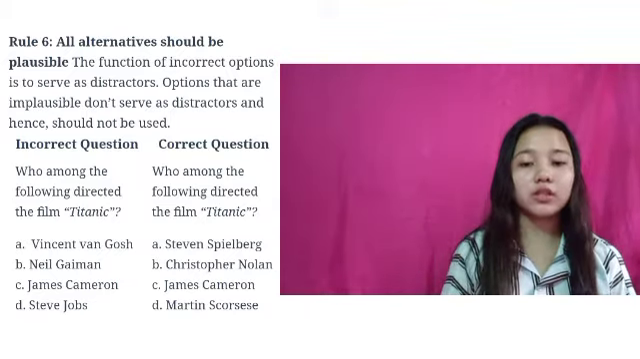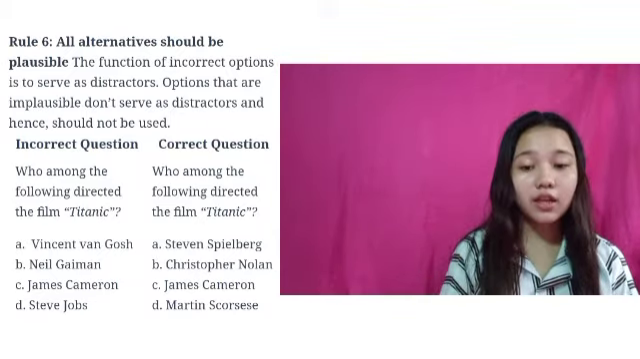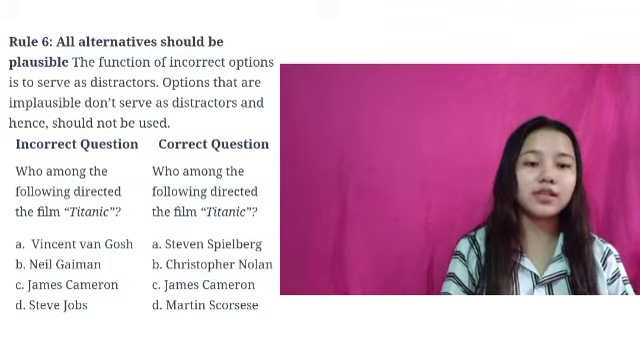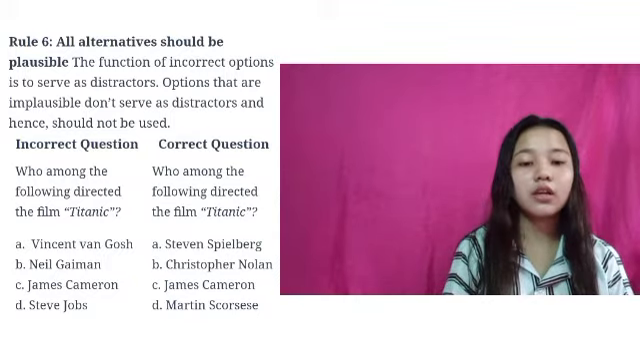Example for incorrect question, who among the following directed the film Titanic? A. Vincent van Gogh. B. Neil Gaiman. C. James Cameron. D. Steve Jobs. So, mapapansin nyo, si Vincent van Gogh, hindi siya director. Kumbaga, ano siya tawag dito? Sa art siya kasali. So, dapat daw, credible or plausible yung choices. Kapanipaniwala or related to the question.